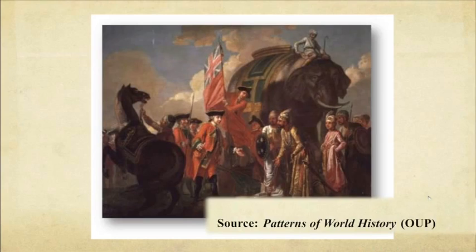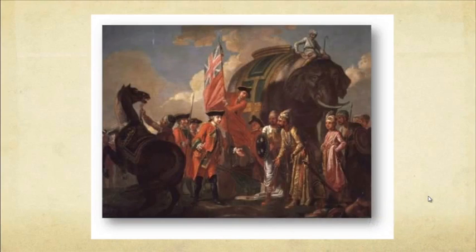Here's a representative of the British East India Company. He's not a government official. He's a company man. Yes, he has a British flag behind him, and indeed his company enjoys a government monopoly. He's making a deal with an Indian prince in the middle of the 1700s.